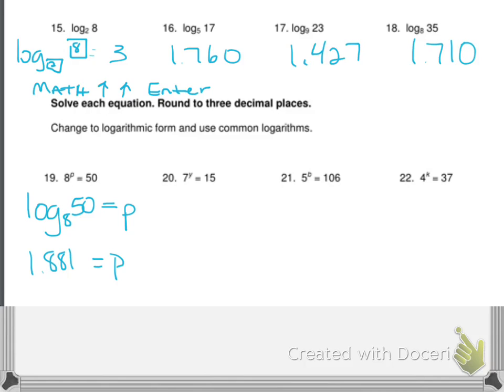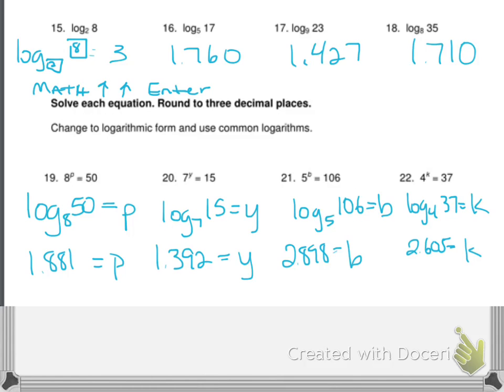So try the next one. Log base 7 of 15 equals Y. Use your log base button, and you get 1.392. Okay, try the next 2 problems, push pause, try them on your own, try changing them to log form, putting them in your calculator, and then check back. Okay, so check your answers, see if those are correct.